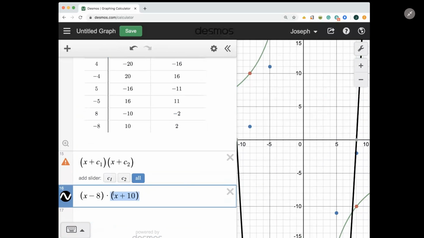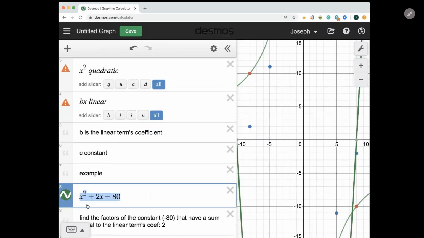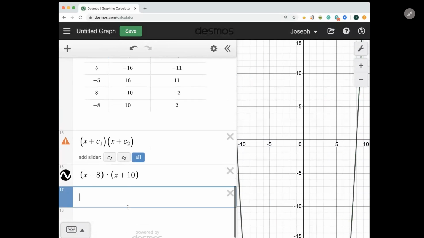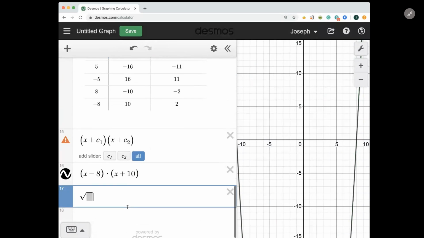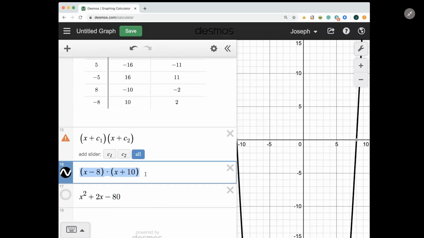And what you will see is this will produce the very same graph as what we started with up here, which was this right here. So we can silence all the other graphs going on here. We can see that these two, I thought I copied it, x squared plus 2x minus 80 produces the same graph as this. They are, in fact, the same thing. This is the factored form of this quadratic. So that's it. Thank you very much.